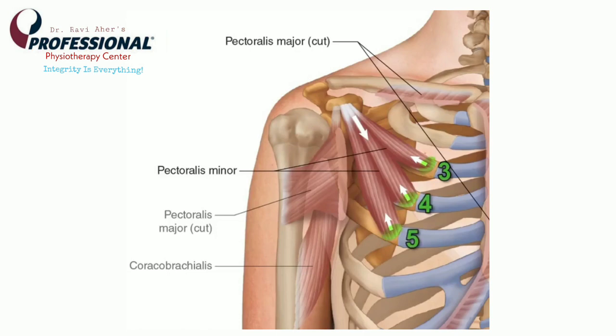The proximal attachments of the pectoralis minor are ribs 3, 4, and 5, where these ribs meet their costal cartilage. From there, the pectoralis minor runs distally, and its distal attachment is onto the medial aspect of the coracoid process of the scapula.